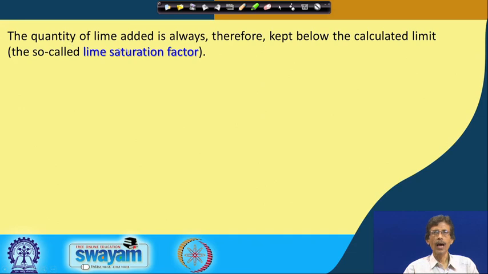Then how much lime, that means calcium oxide, should be there in your cement material? We always try to keep it below a particular calculated limit, which is known as the lime saturation factor.